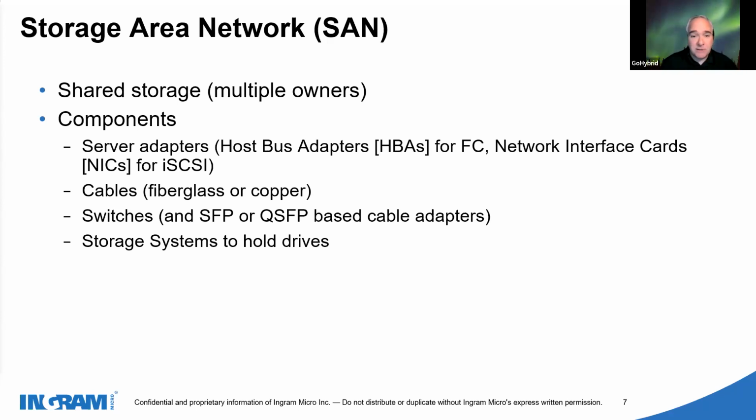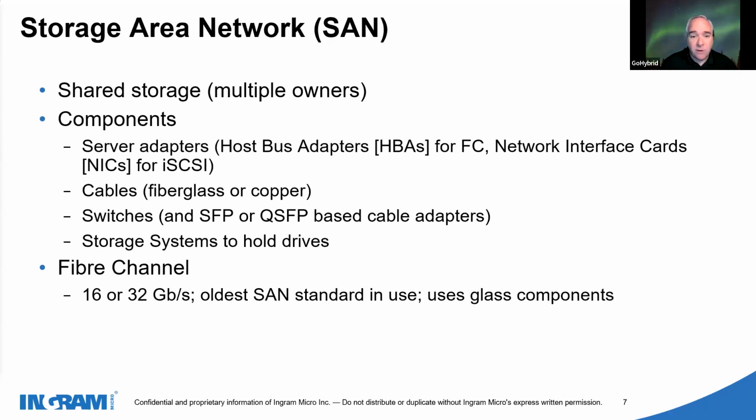The two main types of storage area networks I mentioned before, we have fiber channel. Right now, the common standards for fiber channel are 16 gig or 32 gig, 32 gig being probably the most prevalent right now and 64 gig on the horizon. It is the oldest SAN standard currently in use, and it uses glass components. So the cables are all fiberglass based as opposed to copper wire based.